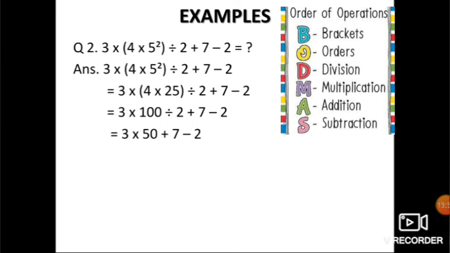So I got 3 into 50 plus 7 minus 2. The next is addition, and that is 150 plus 7 is 157 minus 2. We get 155. And so this is the answer.